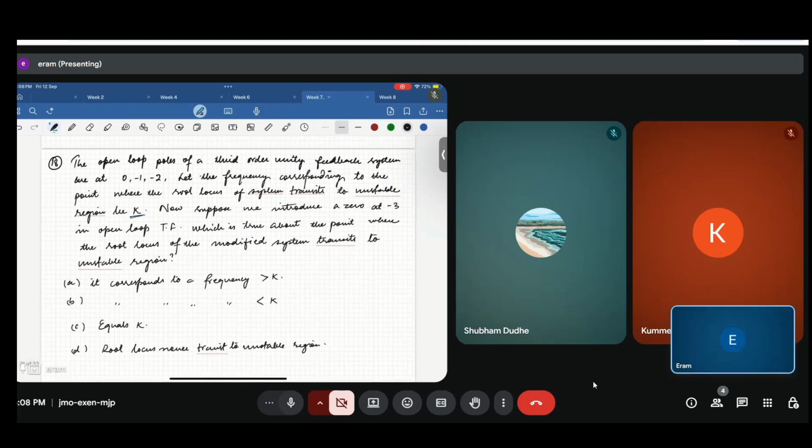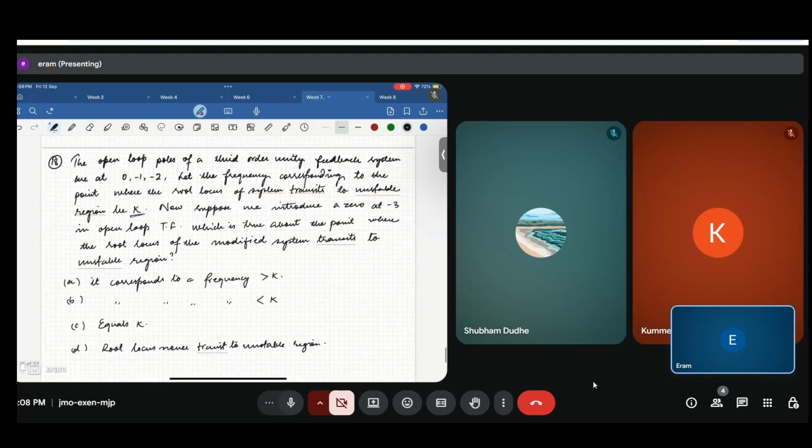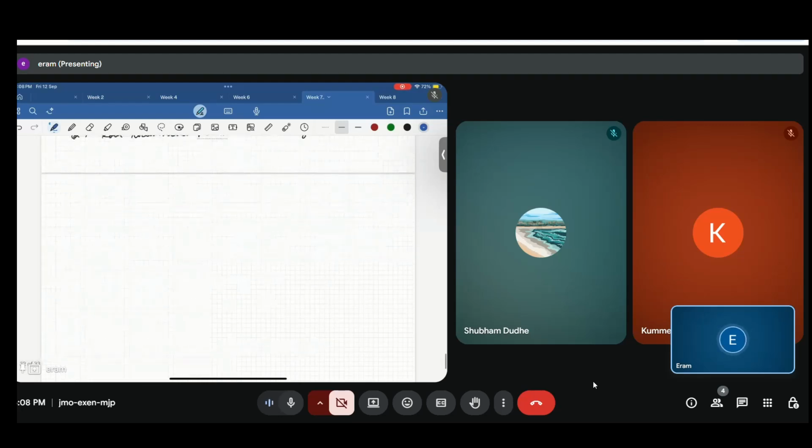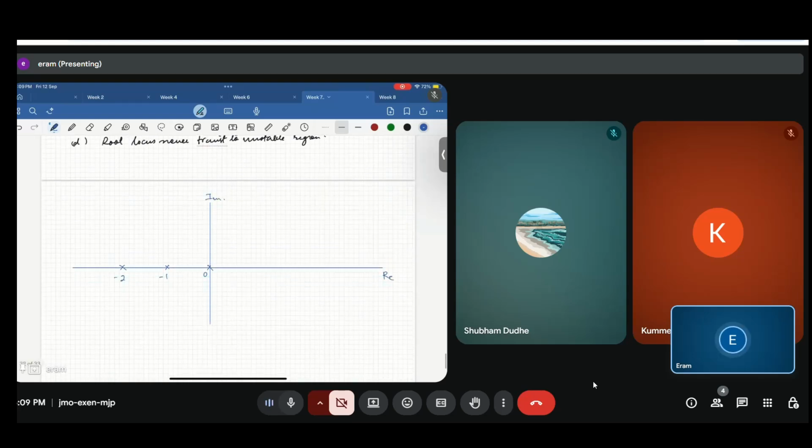Okay, so let's try to solve this problem. Since we have open loop poles located at 0, -1 and -2, let's try to draw the root locus for this. So this one is the real axis and this one is the imaginary axis. And the poles are located at 0, -1 and -2. So this is 0, this is -1 and this is -2. Now can you guess where on the real axis the root locus will lie?